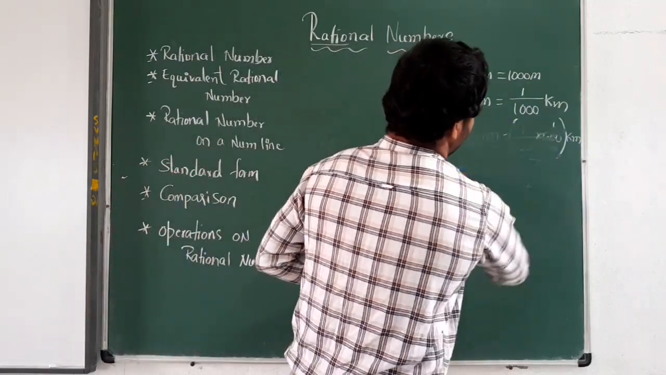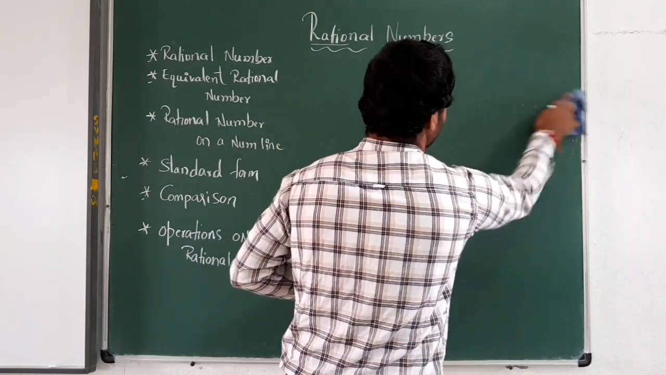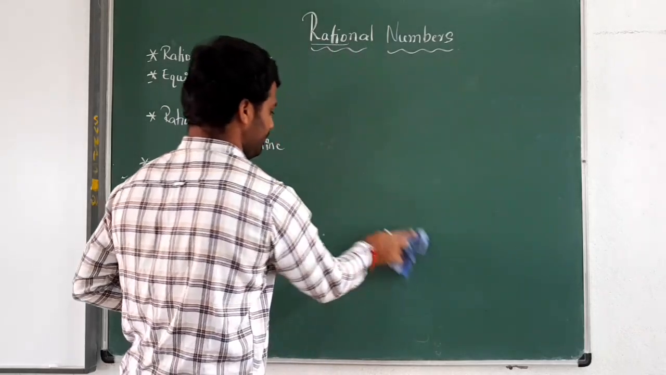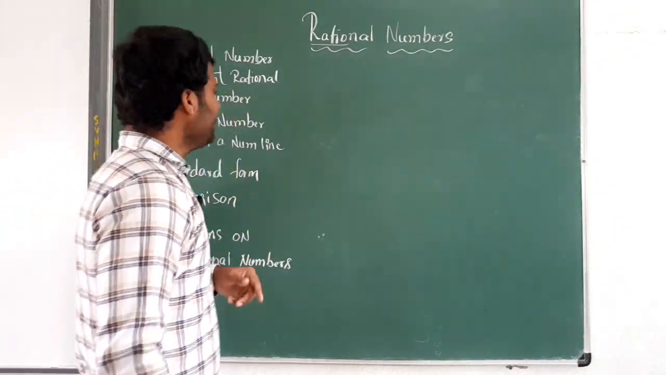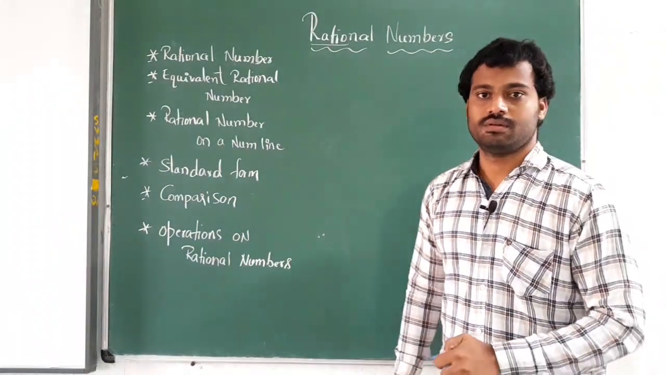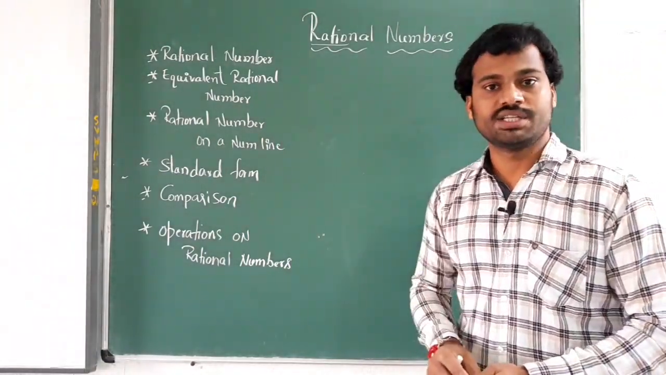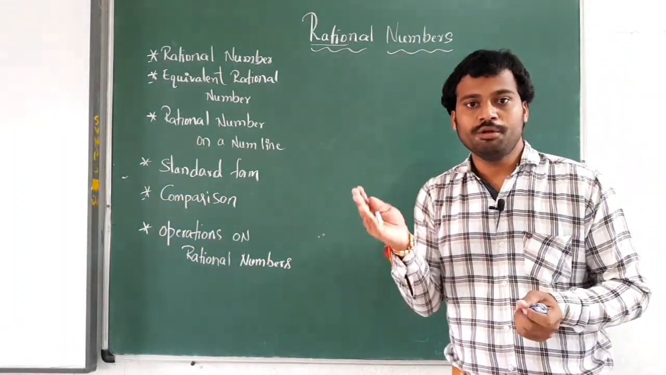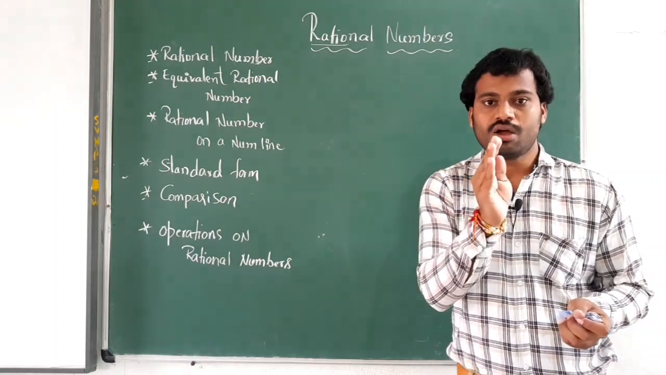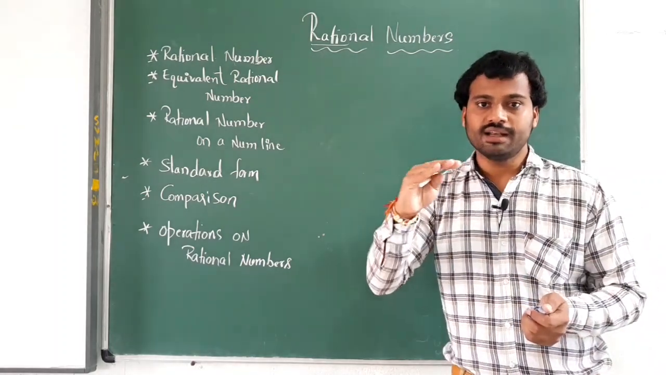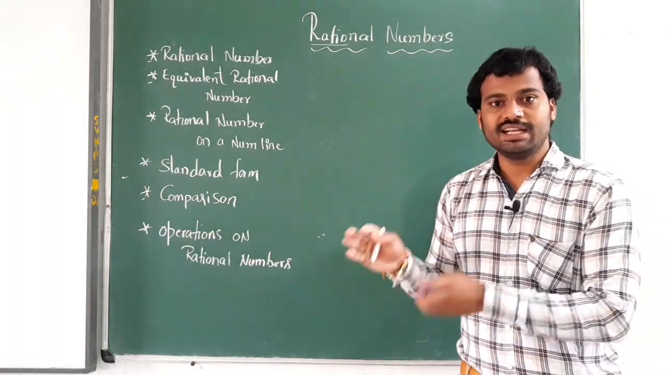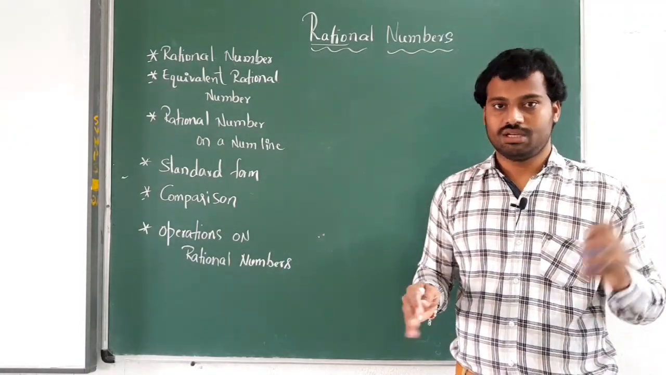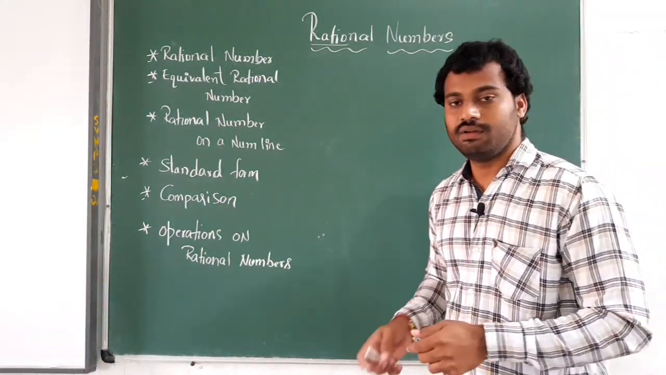This is about rational numbers, how it existed, and what is the need of the rational number. So later, equivalent rational numbers. Equivalent rational numbers means what? You have to take one rational number and multiply a certain non-zero value to the numerator and the denominator. The resultant rational number is equivalent to the given rational number. I'll give you an example, then you will come to know.